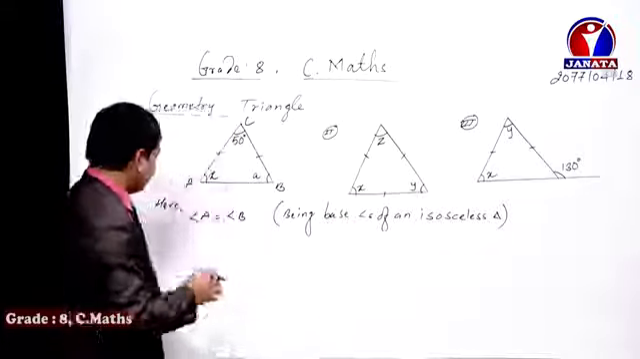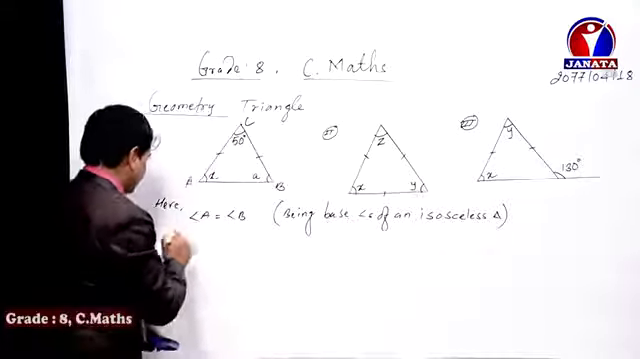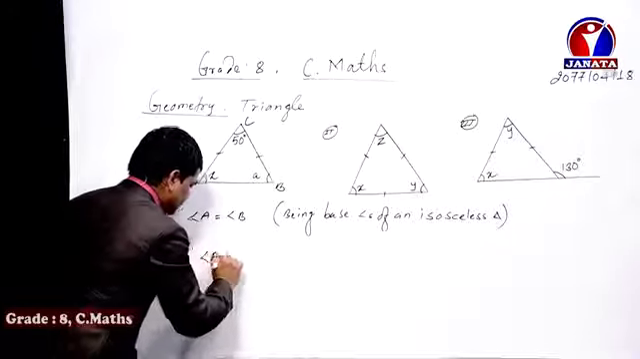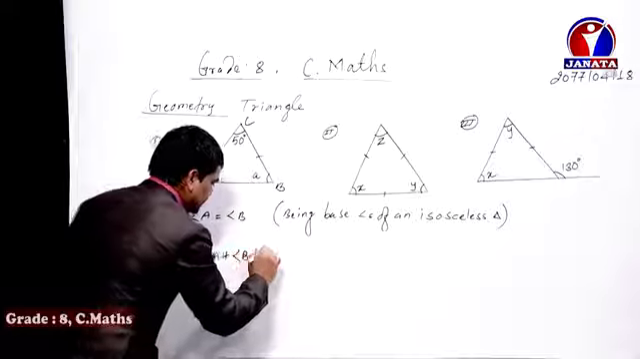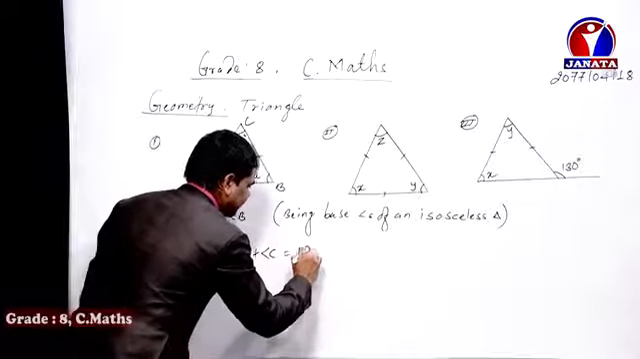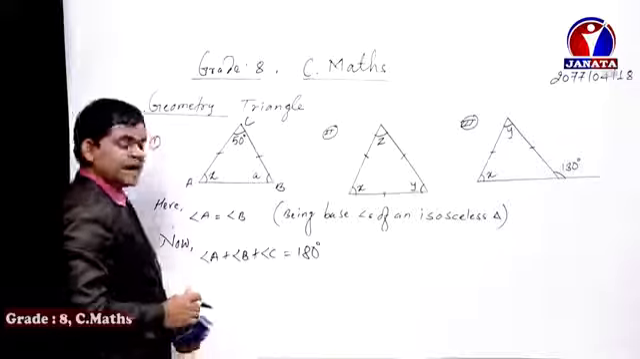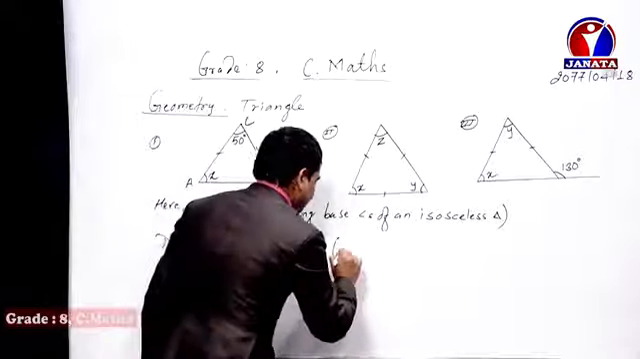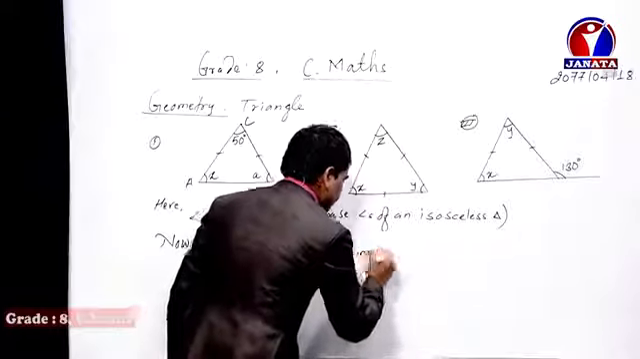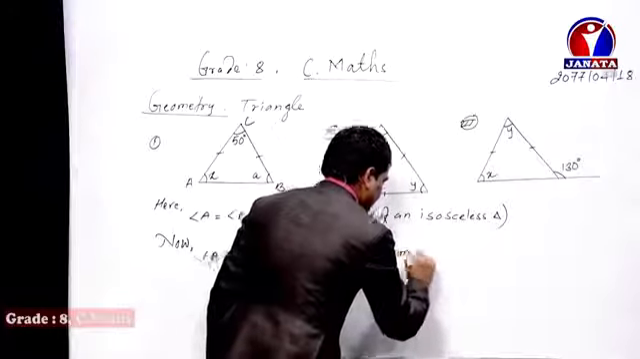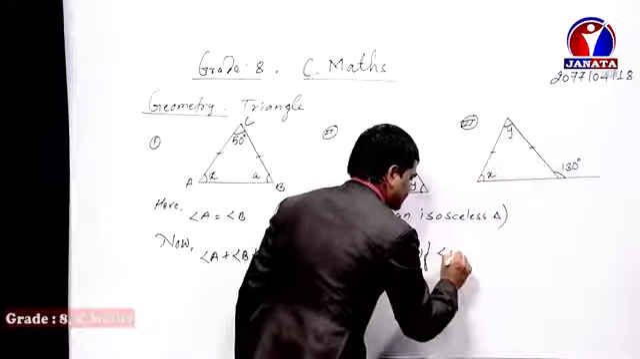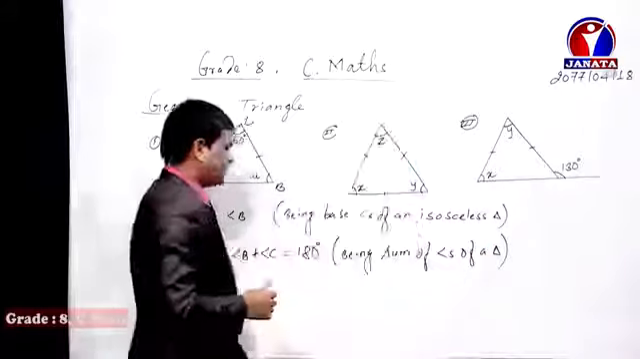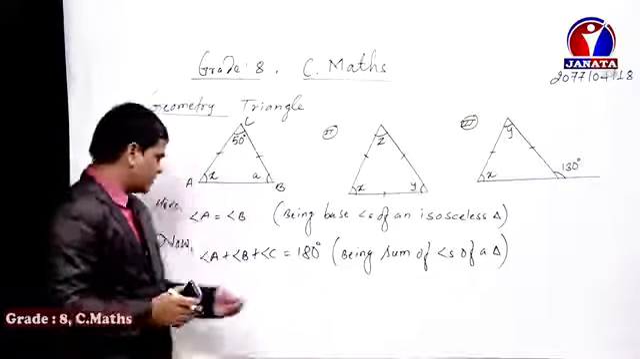And then, dear student, secondly, angle A plus angle B plus angle C equals 180 degrees, isn't it? Because they are the interior angles of the triangle. So right here the reason is sum of angles of a triangle.